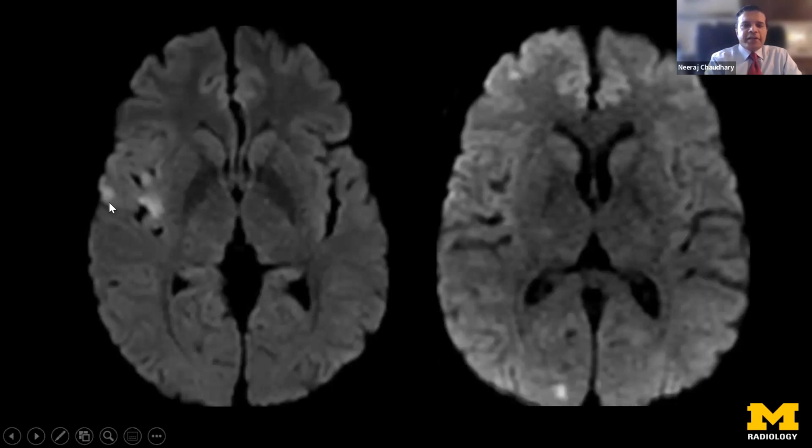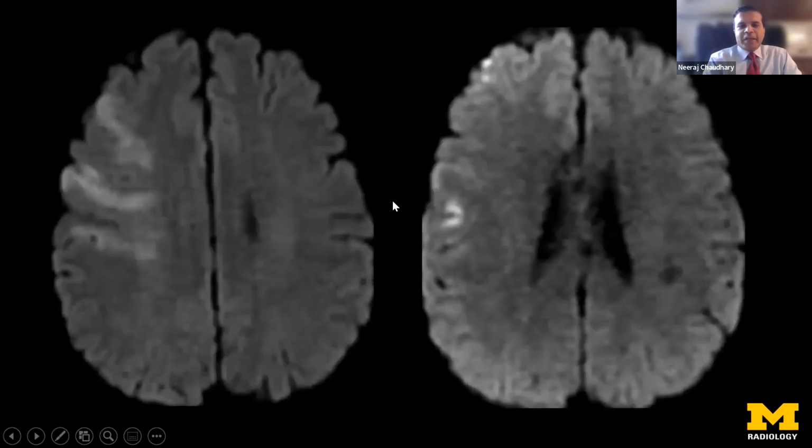So here you see an example, the diffusion weighted image before and after stenting, reversal of restricted diffusion in ischemic stroke after recanalization. It is dispelling that myth that all restricted diffusion in stroke patients is non-reversible. That is not true. Here you see again a large area of diffusion weighted abnormality reversed. Diffusion weighted imaging after recanalization is normalized.